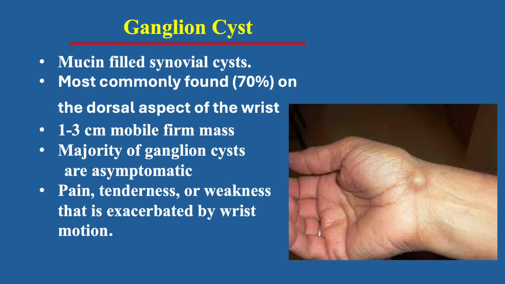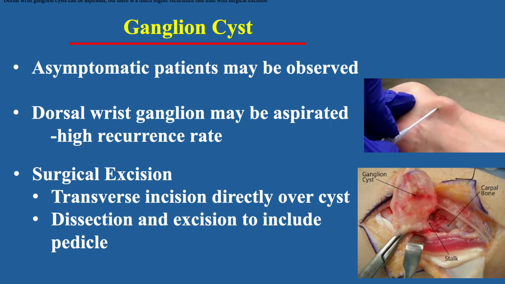Patients may present with pain, tenderness, or weakness that's exacerbated by wrist motion. Ganglion cysts usually present as a firm, well-circumscribed, freely mobile mass, approximately 1 to 3 centimeters in size. Asymptomatic patients can be observed and reassured that ganglion cysts are benign and may spontaneously regress.